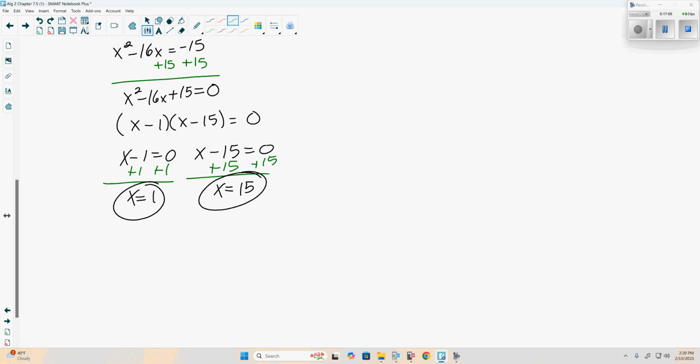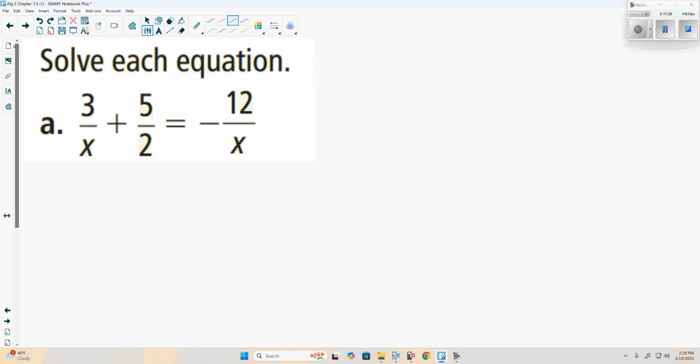The only time graphing won't work as nicely is if the solutions are not rational integers, or we have to find the fraction. But this is it here. Questions on these so far? All right.